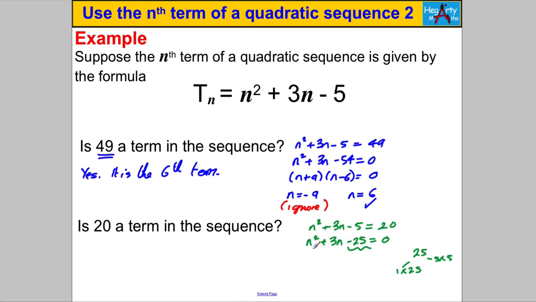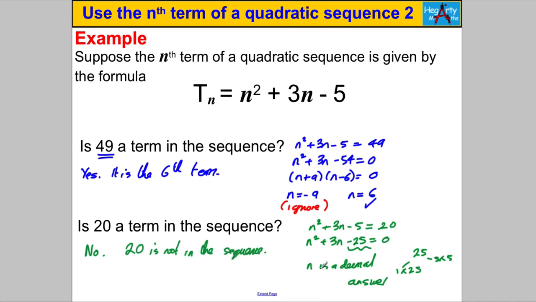This doesn't factorize. You can't get a whole number solution for this. And in fact, the answer is definitely going to be a decimal. So therefore, you could say n is a decimal answer, and you could say therefore no, 20 is not in the sequence.